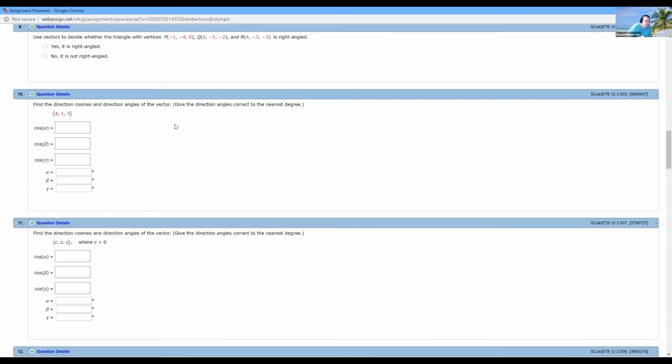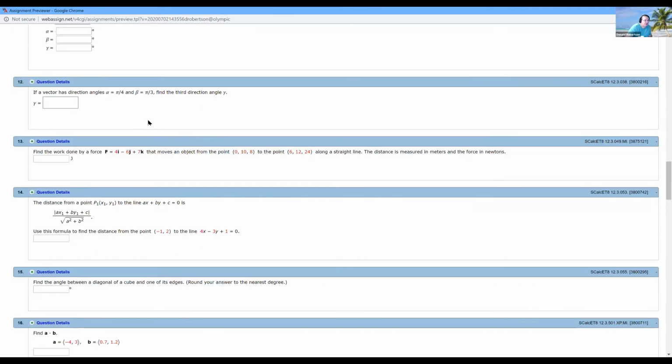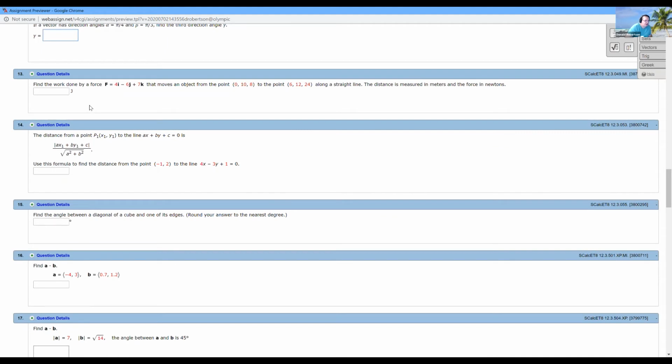There's a direction cosine question for you. Here's another direction cosine question for you. Here's one where you're told 2 and you're being asked to find gamma, the third one.